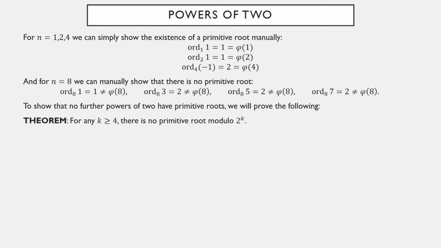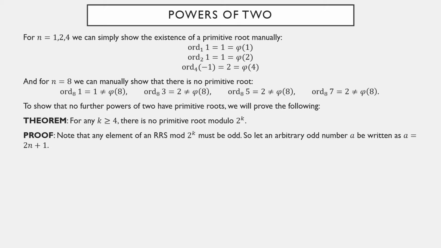We're going to prove the following. For any power of 2, 2 to the fourth or larger, 16, 32, etc., there is no primitive root. Now, any element of a reduced residue system modulo 2 to the k must be odd, assuming that k isn't 0, but notice we have assumed k is 4 or larger. So we are actually working modulo an even base. Therefore, any element of a reduced residue system must be odd. So let an arbitrary odd number be written as 2n plus 1.